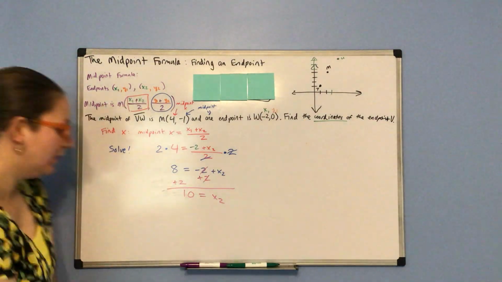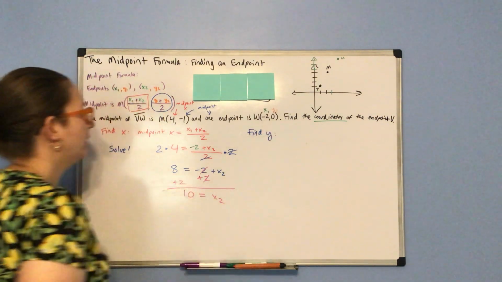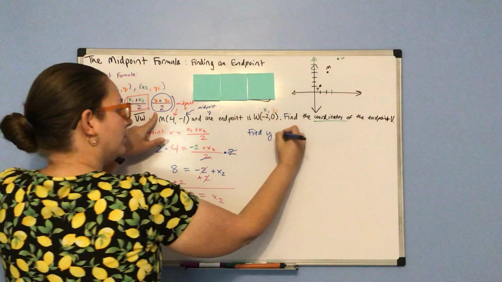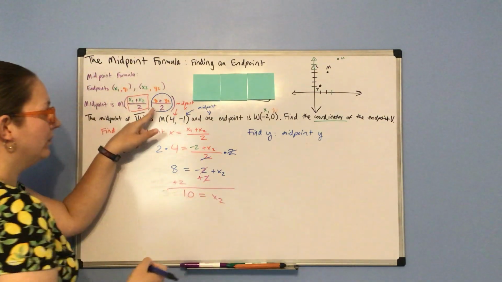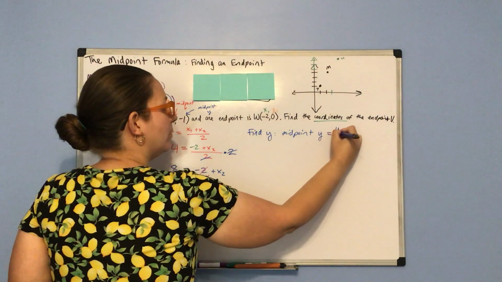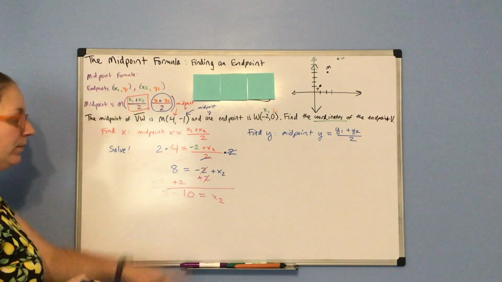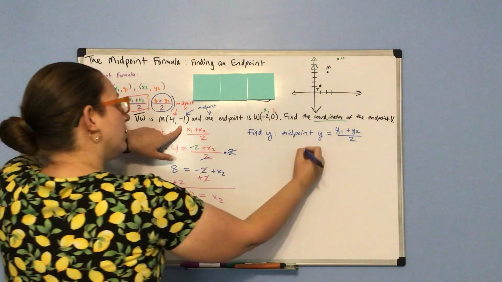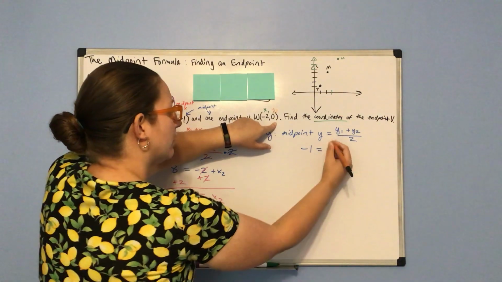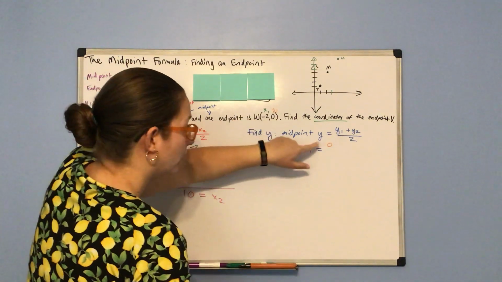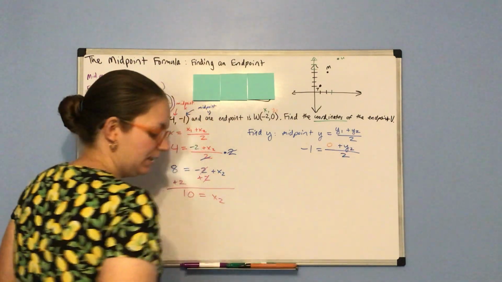To get my y coordinate, now using the y part of our midpoint formula. We know that the y coordinate of our midpoint is equal to the y stuff in the midpoint formula, y1 plus y2 divided by 2. Do we know midpoint y? Yes, we do. It's -1. Do we know y1? Yes, we do. It is 0. Do we know y2? No, we don't. That stays y2. And then divided by 2 stays the same.